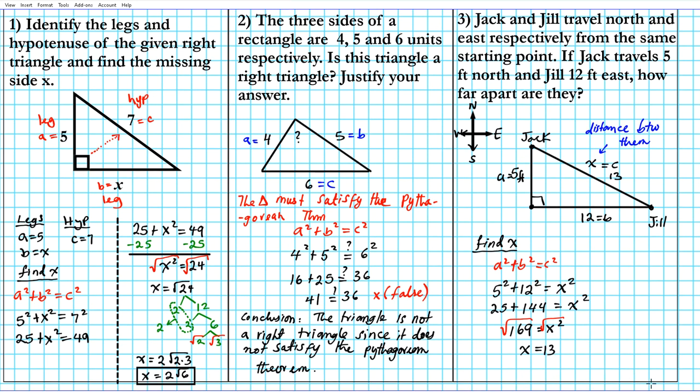All right, so let's write down what this answer means. This answer basically means that the distance between Jack and Jill is 13 feet. 13 feet separation. Okay? So that's that.